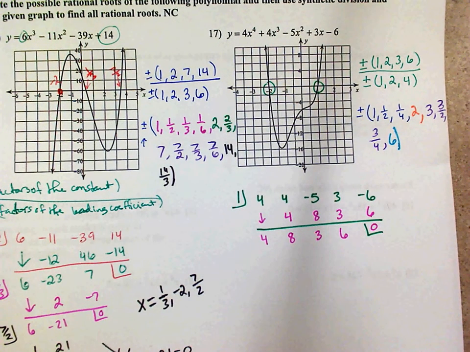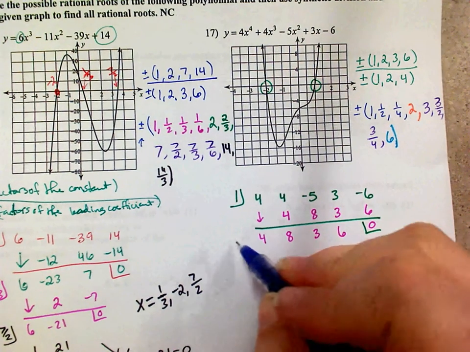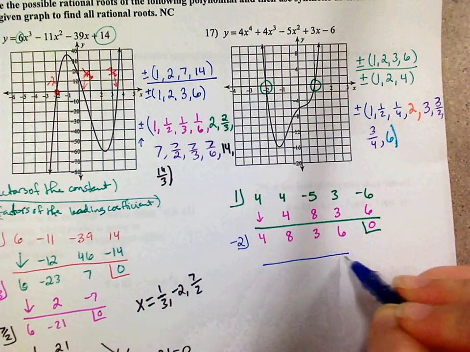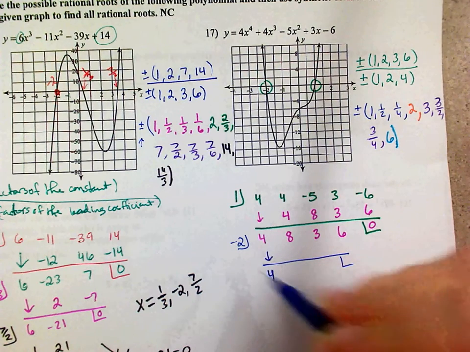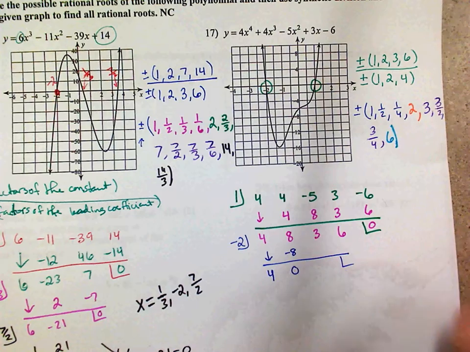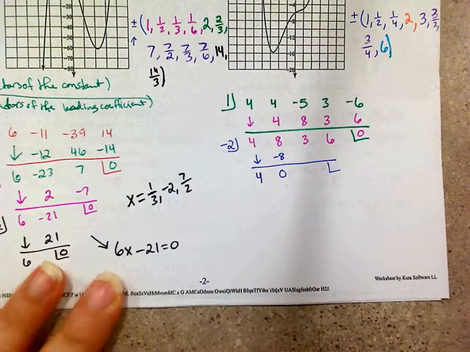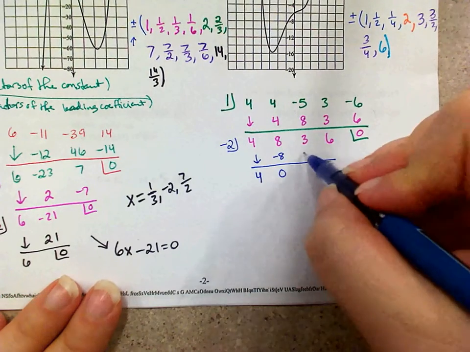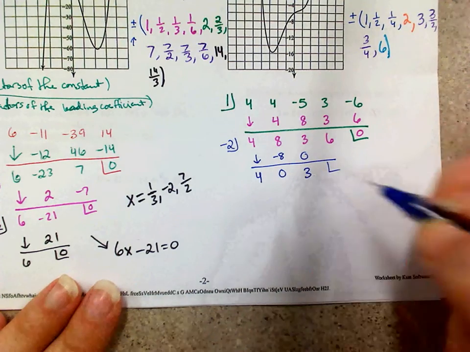Negative 2. Negative 2 times 4? Negative 8, I get 0. What's negative 2 times 0? 0. 3 plus 0 is 3. Negative 2 times 3, and I get 0.